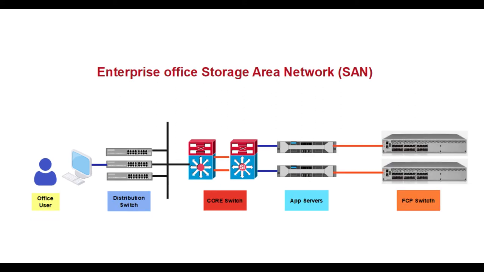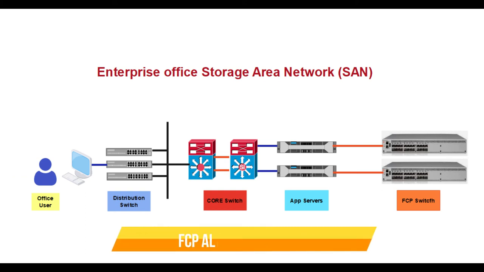After these servers, there are switches available which handle the Fiber Channel Protocol, which means they are designed to support this storage area network. But the problem with FCP, or Fiber Channel Protocol, is that it is very expensive. Therefore, some enterprise offices use an alternative to FCP, which is iSCSI. iSCSI stands for Internet Small Computer System Interface. If FCP doesn't fit in your budget, then you can go ahead with iSCSI.